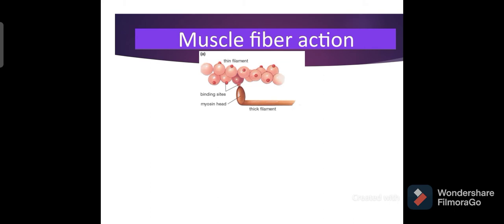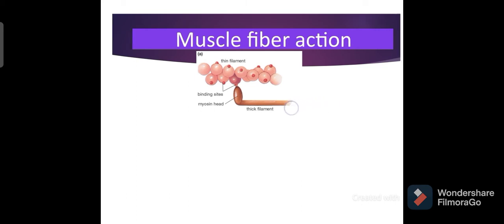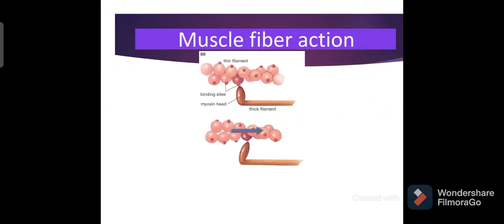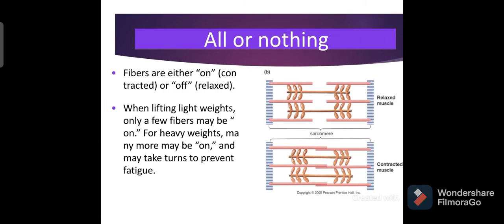We have muscle fiber action. So better review the muscle fiber action. So there are changes, there are actions that are undertaken. All or nothing. Fibers are either on or contracted, or off or relaxed. When lifting light weights, only a few fibers may be on. For heavy weights, many more may be on, and many take turns to prevent fatigue.